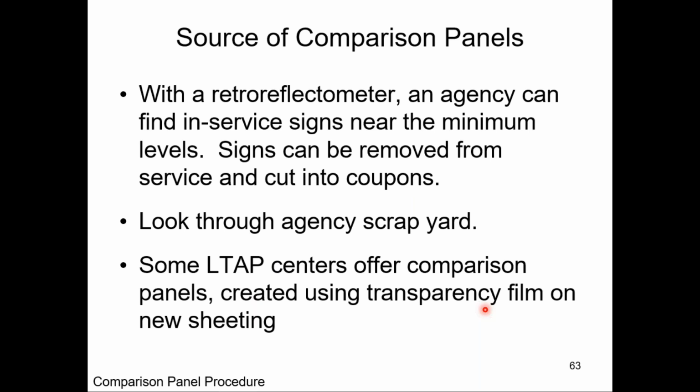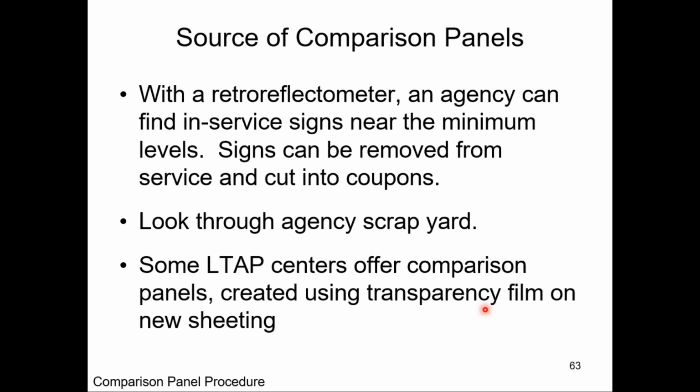As the first bullet says, if you have a retroreflectometer, and if your agency doesn't have one, you can rent one, maybe borrow one, maybe some LTAP centers have them. West Virginia does, where I am. Mike told me this morning that Ohio LTAP has a retroreflectometer that can be borrowed. So if you have access to a retroreflectometer and a scrap pile of out of service signs, or find in service signs near the minimum level, then cut coupons from those sections that are at or near the minimum value and use those as your comparison panels.